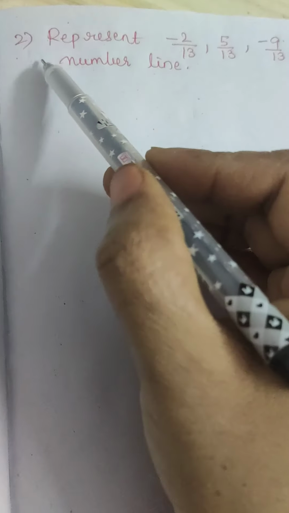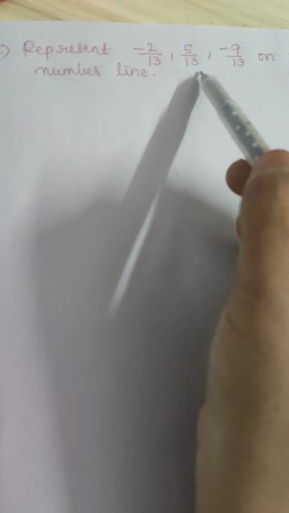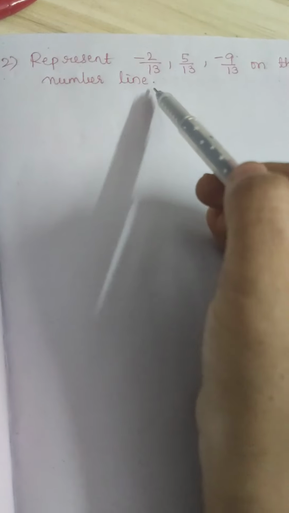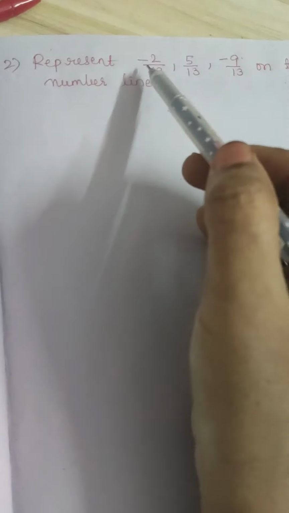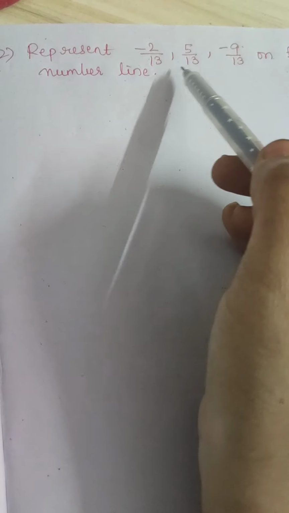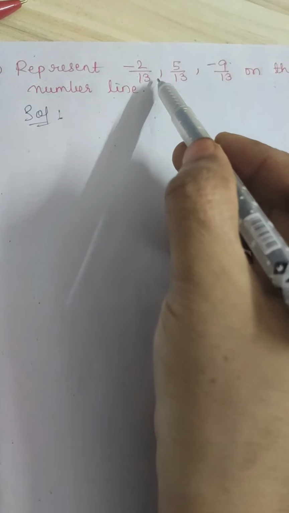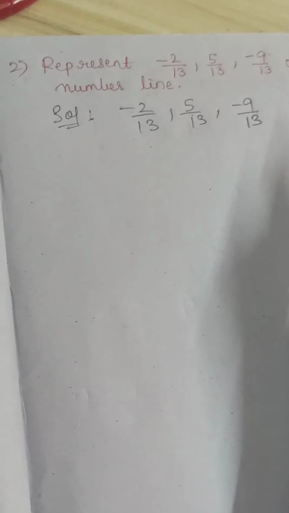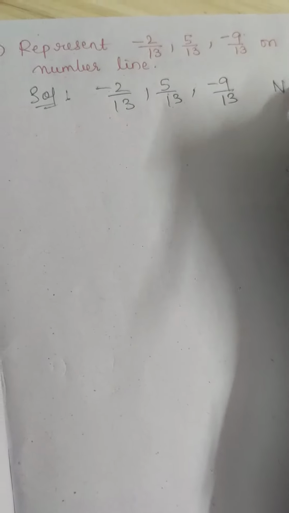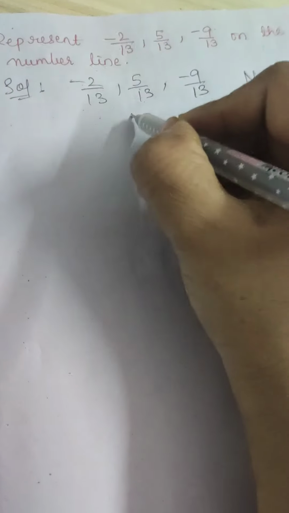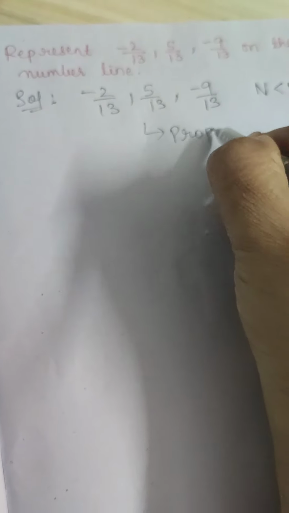Now let us move on to question number 2. Children, the second question is: represent minus 2 by 13, 5 by 13 and minus 9 by 13 on the number line. By seeing these three numbers we can understand that they are proper fractions. Why? Because all the numerators are less than denominators. In all three numbers the numerator is less than the denominator, so all these are proper fractions.